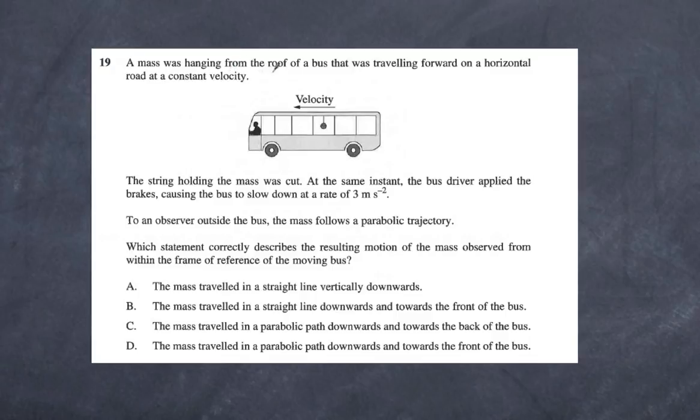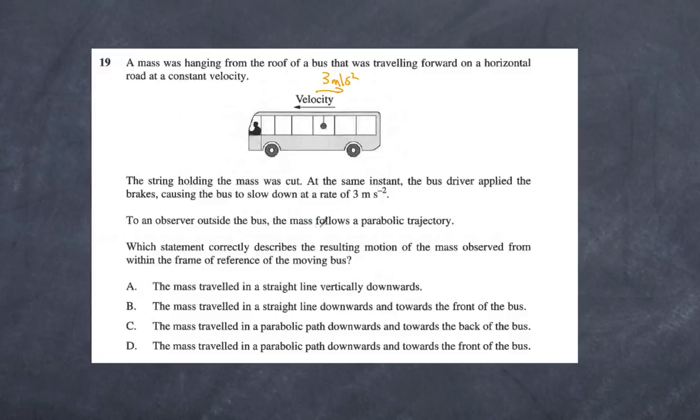We have a mass hanging from the roof of a bus that was traveling forward on a horizontal road at a constant velocity, and the string holding the mass was cut, and at the same time the bus driver applied the brakes, causing the bus to slow down at a rate of 3 meters per second squared, which means the acceleration is in that direction.